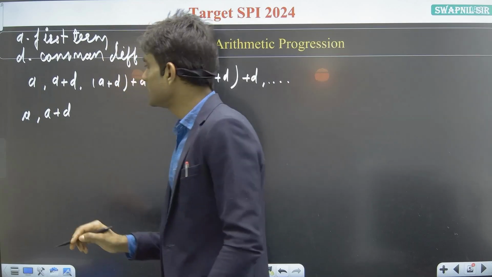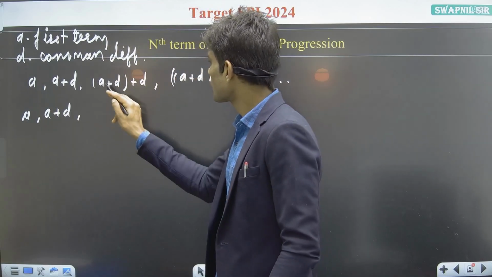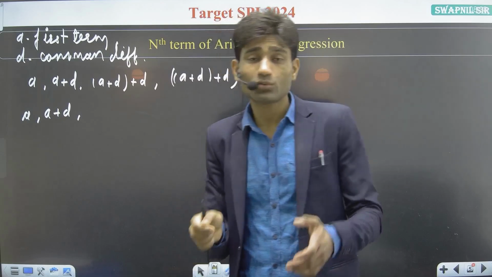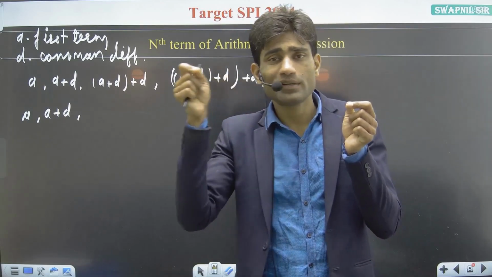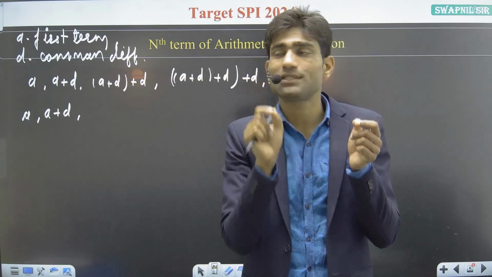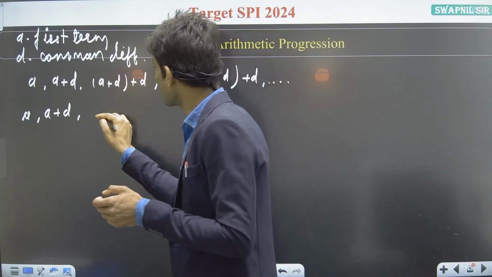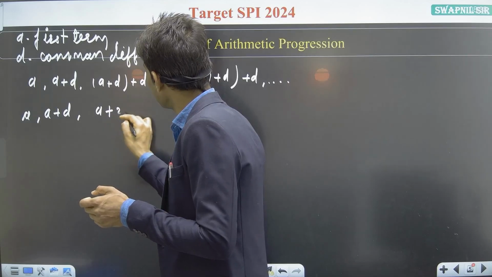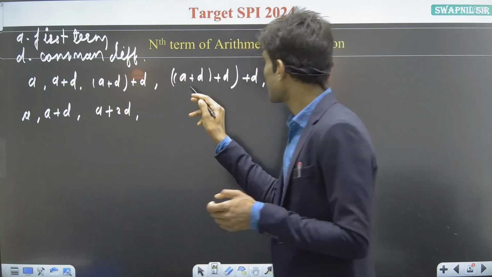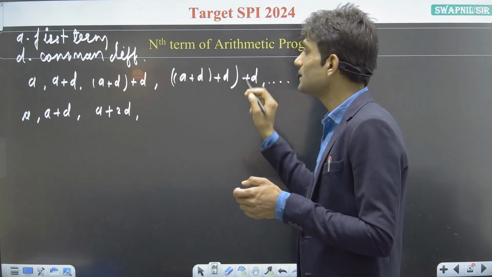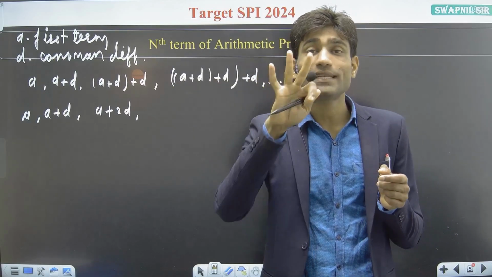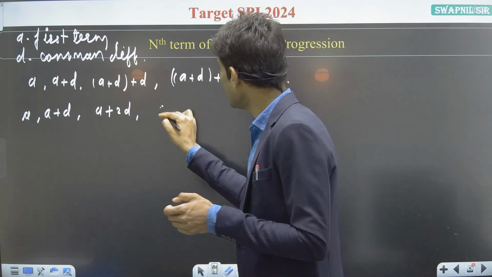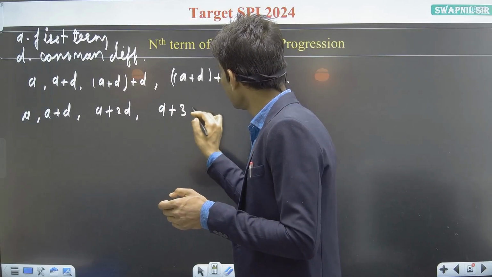We cannot add these two numbers, so keep them as it is. So a plus d plus d. Now see that we have 2 times the common difference, a plus d plus d. So d plus d is 2 times d. So we write here a plus 2d. Again, a plus d plus d plus d, that means 3 times d. Then we write a plus 3d here.